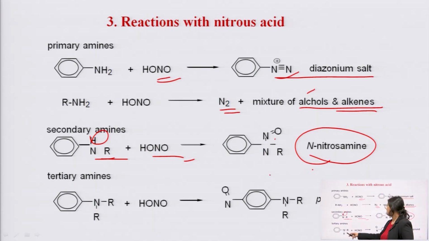Tertiary amines, when reacted with nitrous acid, form a nitroso compound. Since there is no hydrogen atom here to substitute, this nitroso group attacks the benzene ring.